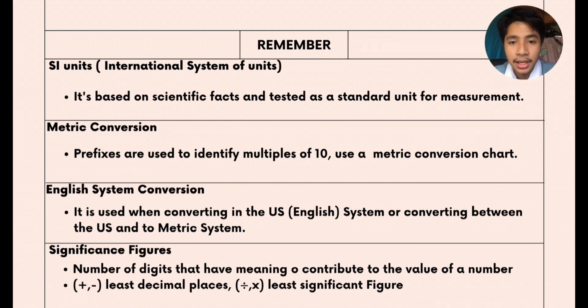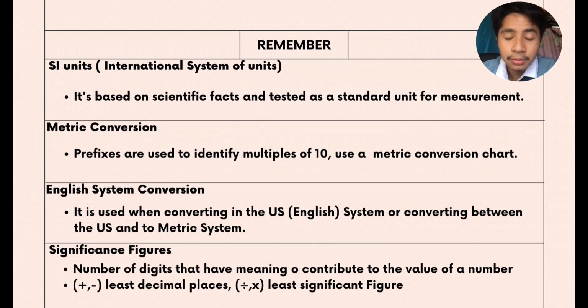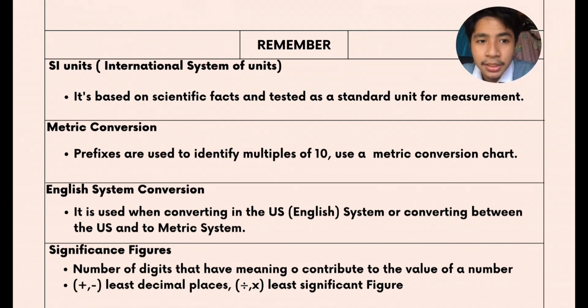That's the end of my discussion, but here's the summary. Remember that SI units are called the International System of Units, which is based on scientific facts and is tested as the standard unit for measurement. Metric conversion uses prefixes that are used to identify the multiples of 10. It uses a metric conversion chart. English system conversion is used when converting in the US English system or converting between the US and the metric system.